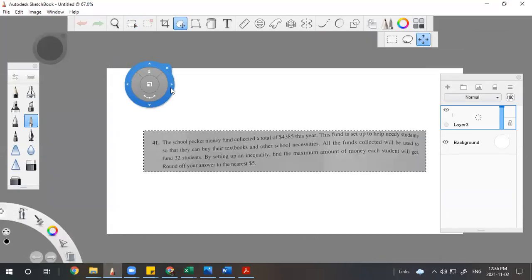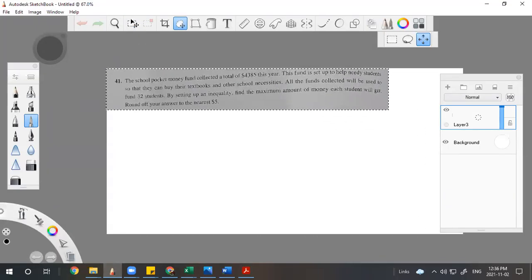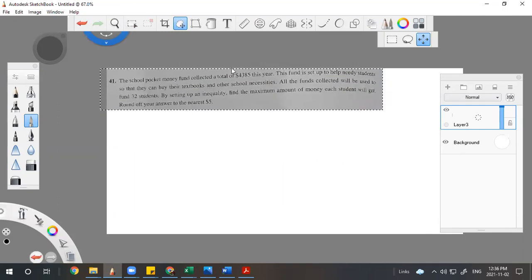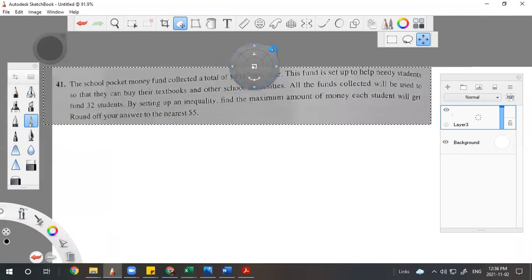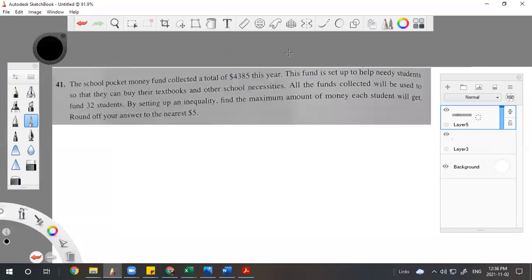Baca soal, harus berkali-kali nih bacanya. Because this is in English and some of you not too good in English. Okay, the school pocket money fund collected total of 4,385 this year. This fund is set up to help needy students yang butuh. They can buy their textbook and other school's necessity.